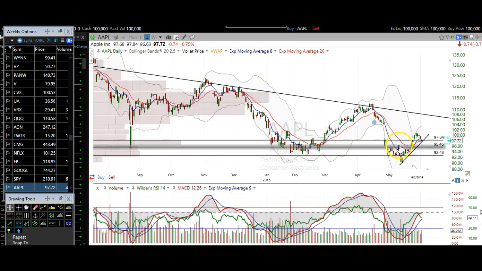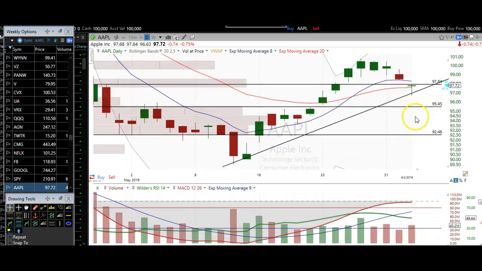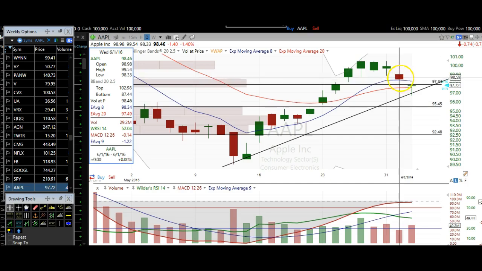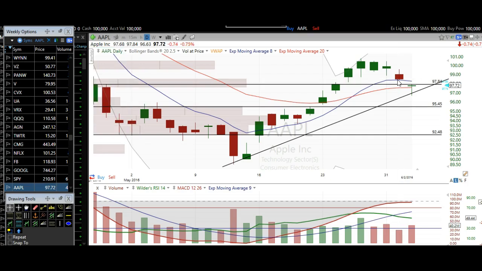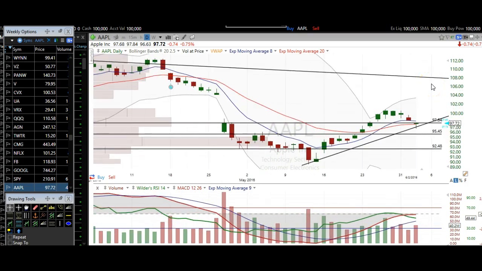And now, going back to the daily chart, now we have a gap to fill up here at about 98.40. Okay, 98.40. There's a gap to fill right there, and I believe that fills tomorrow. And as long as we close above the highs of today, as well as above this uptrend line, I believe we're going to head higher on Apple here.